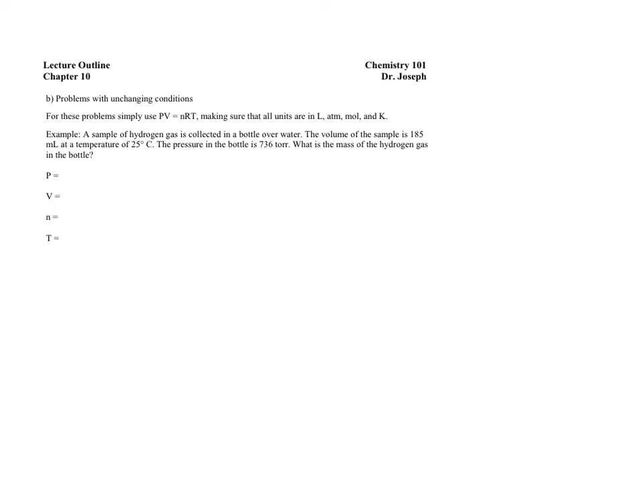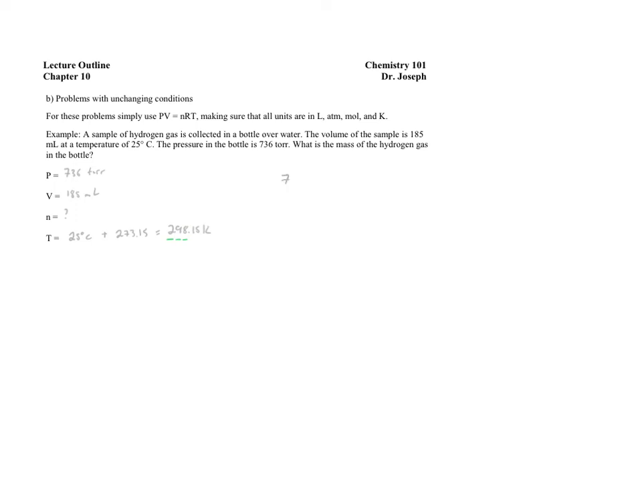We're given the pressure, that's 736 torr. We're given the volume, that's 185 milliliters. We're not given the number of moles, so let's write a question mark there. And then we're given the temperature is 25 degrees Celsius. Let's start by converting the temperature into units of Kelvin. To do that, we have to add 273.15. If we do that, we get 298.15 Kelvin. You can see I've underlined the significant digits in that calculated result.